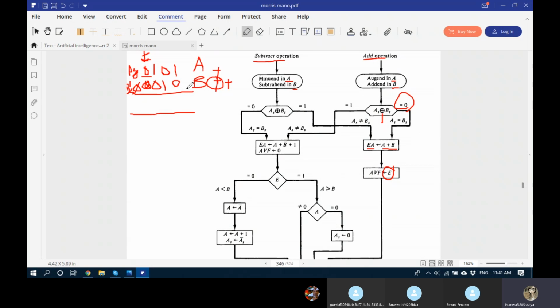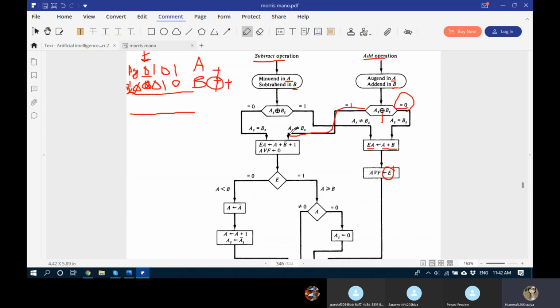Okay, so what you have to do? First you have to compare the signs, AS XOR BS. AS is 0, BS is 1. What will be the output? 1, because XOR operation will give a value 1 when any one input is 1. When it is 1, we know that we have to perform subtraction, not addition. So you are moving to do this subtraction operation.